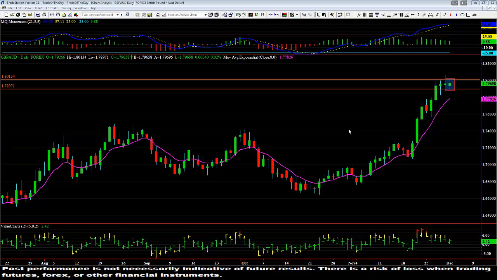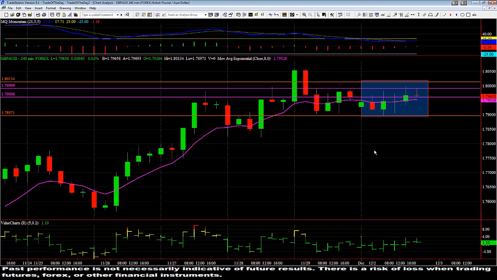So right now I have the daily chart up here for the pound Aussie, and I have these orange lines across the high and the low of the entire range for the day. We have 1.80134 to 1.78971. I have a little box right around it so that you can see what it is. We're going to go one time frame lower and see what this looks like on a micro time frame, which will be the 240-minute chart.